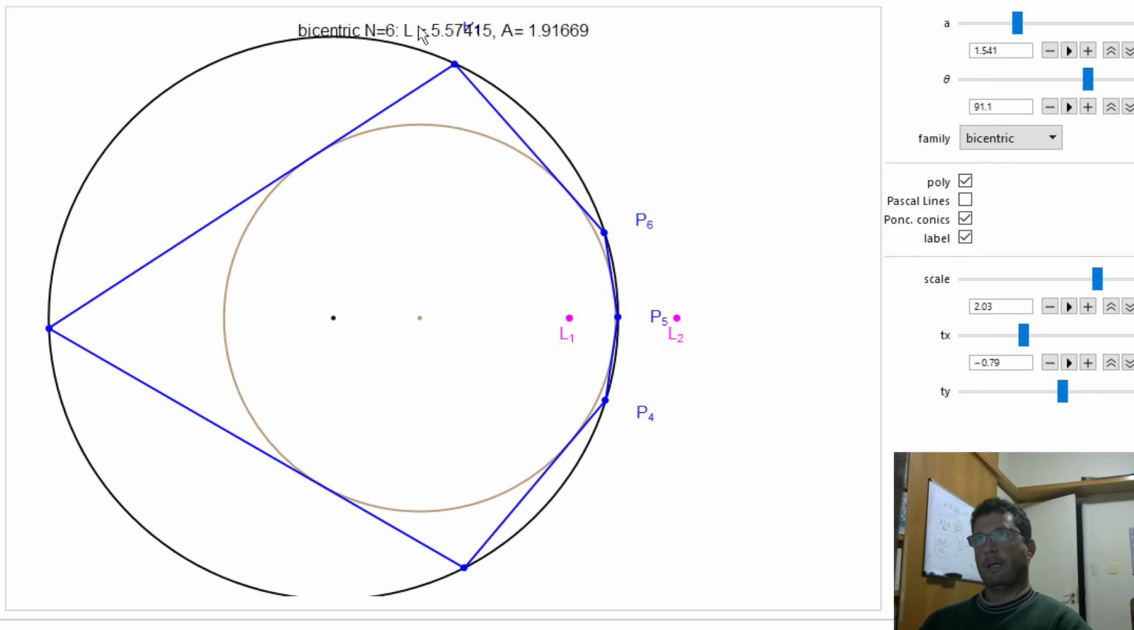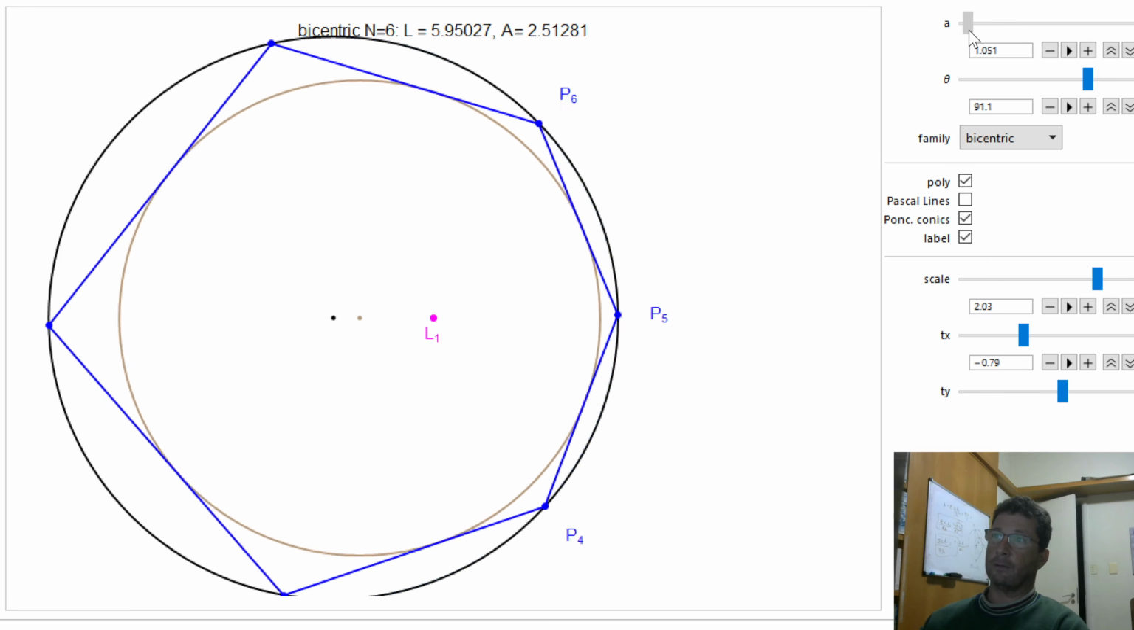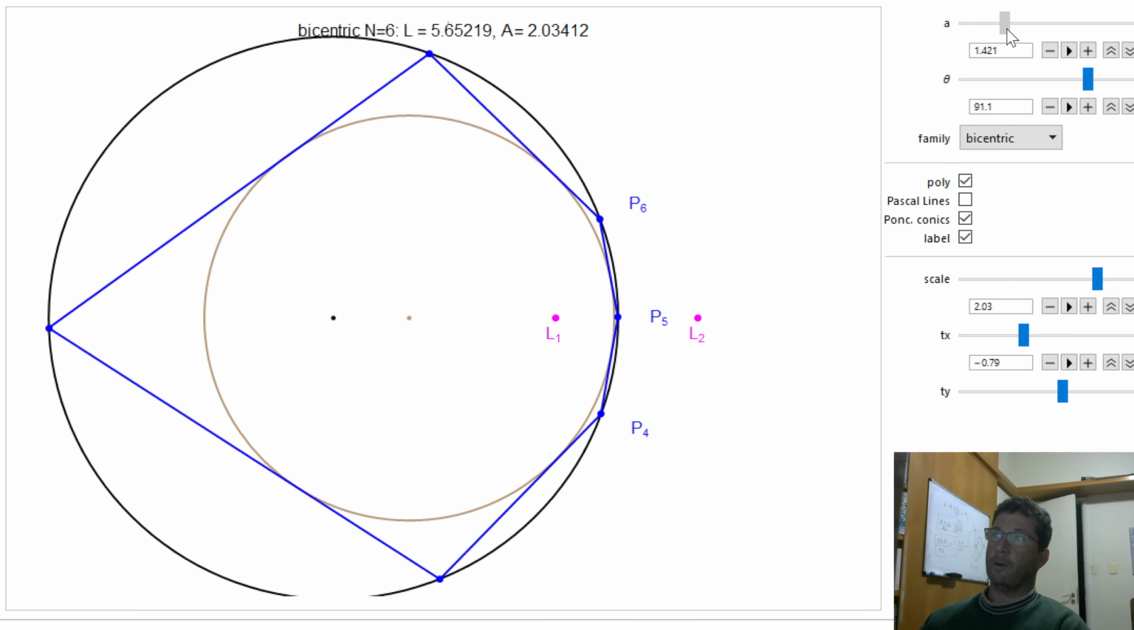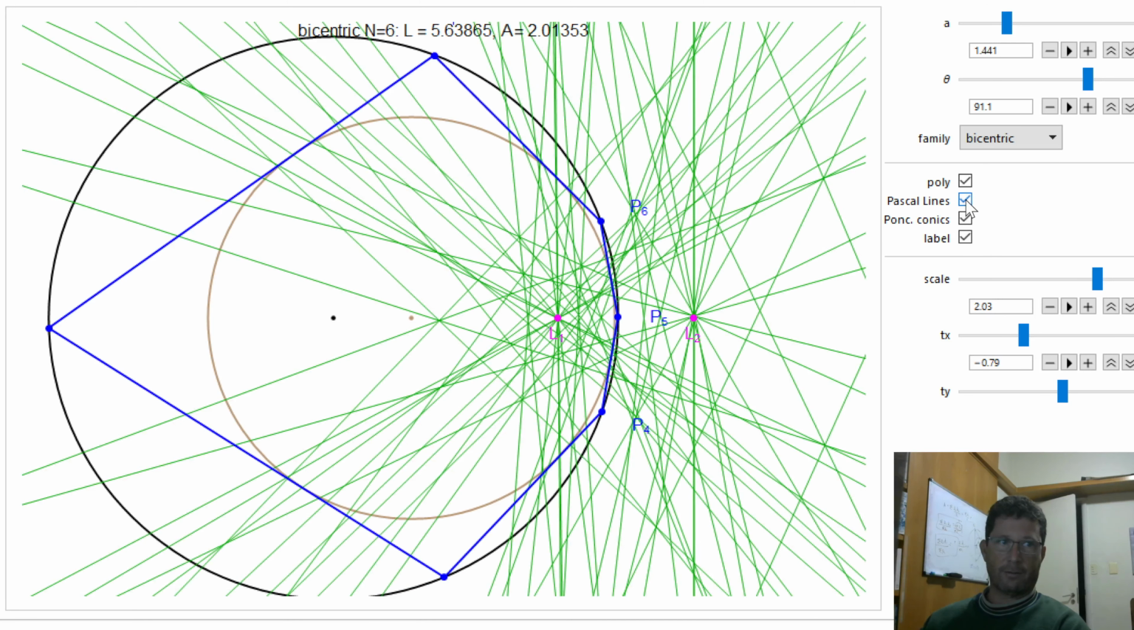So you can actually think of these two circles as defining a pencil of circles. And the two zero radius circles in this pencil are shown here as the two limiting points, L1 and L2. So, of course, this is an n equals 6 family, and I can pick a particular n equals 6 family that I want to play with. Okay, and then now look at what's happening in terms of the Pascal lines of this family.